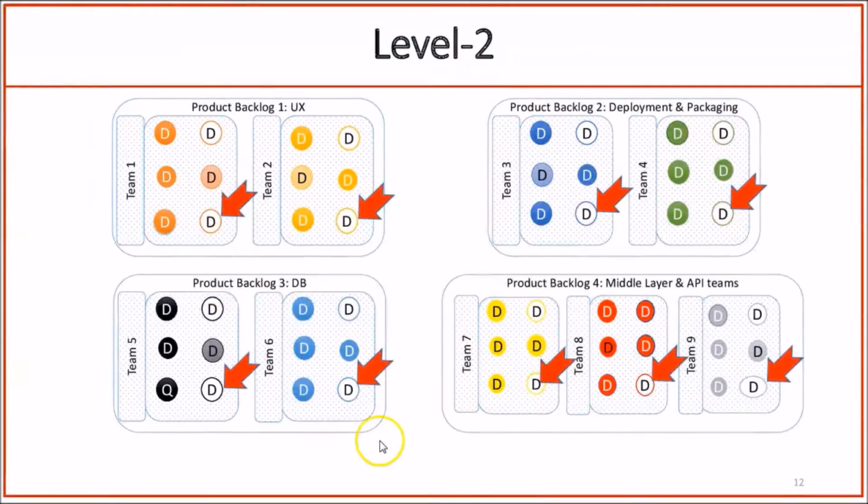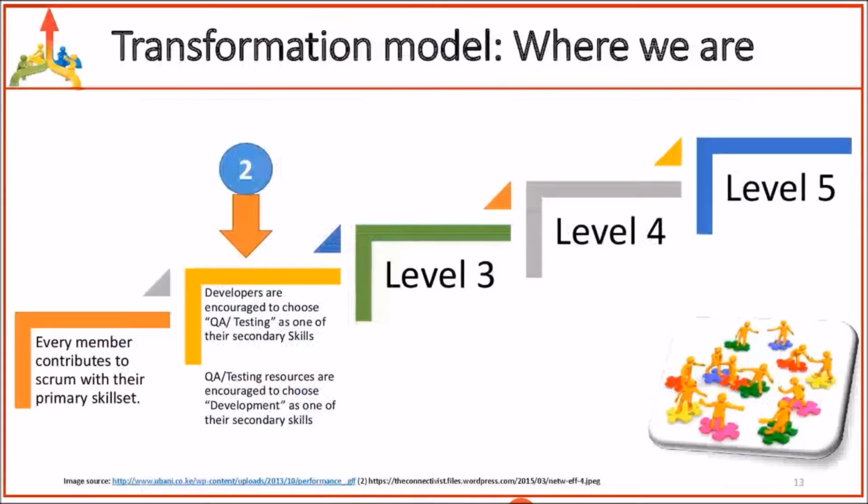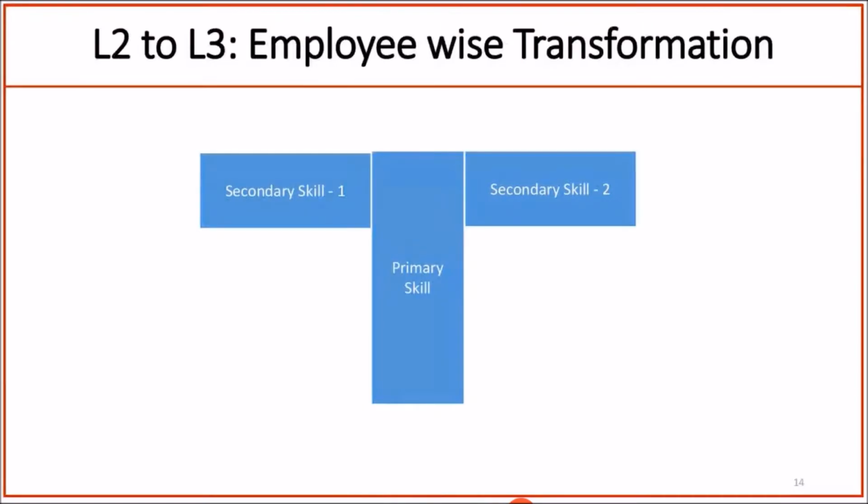So this is level 2, where people are learning development as their secondary skills, and QA learns development as their primary skills. Now let's see where we are. So we are at level 2 now. Now let's understand what it takes us to go to level 3. Some of the tools we have to understand here.